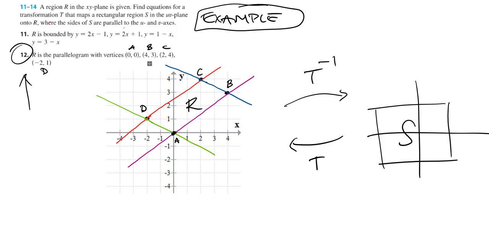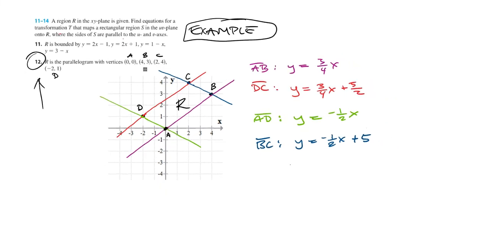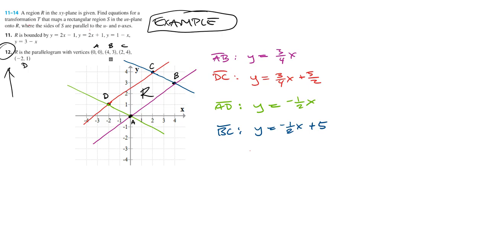So what I'm going to do now is find the equations for AB, AD, BC, and CD. All right, so I'm going to come back and do that. So here I am. What I've done is I've taken all the points A, B, C, and D, and found the equations of the lines that connect them. If you want to pause the video and see how I might have gotten these, see if you can get these same answers.